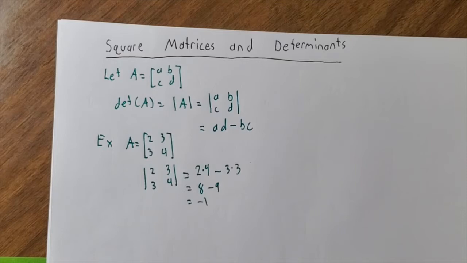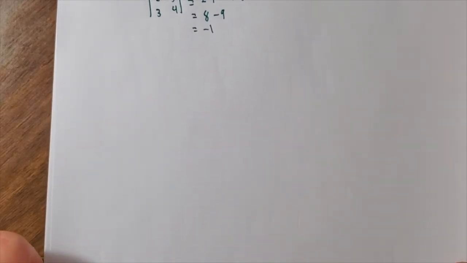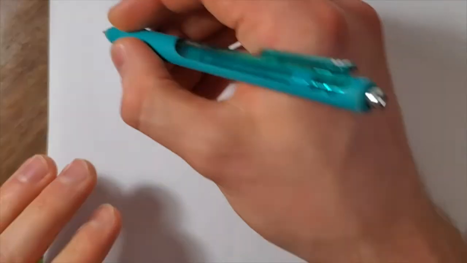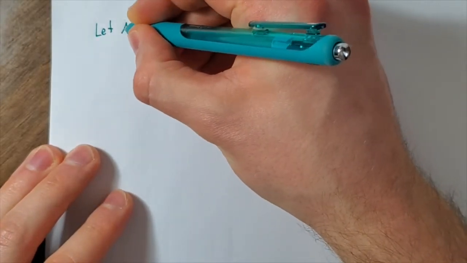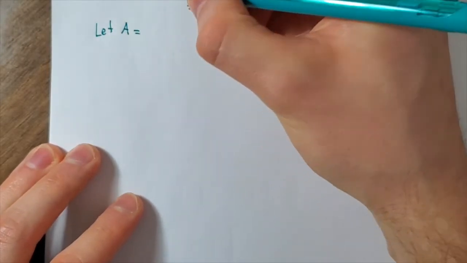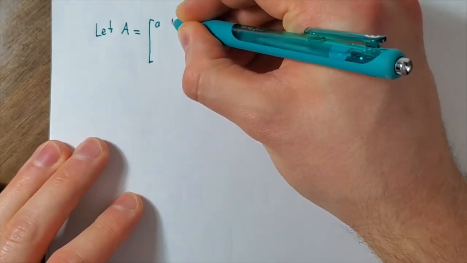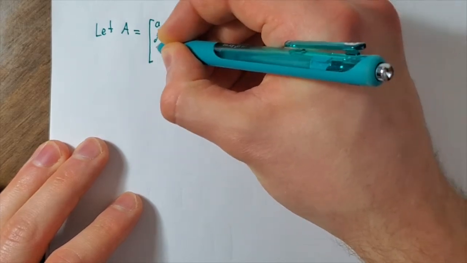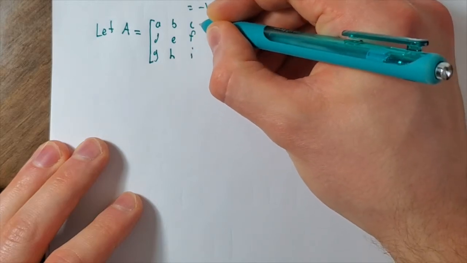Now let's go ahead and see what this looks like with a 3 by 3 matrix. They're fairly more complex for 3 by 3s, but they're still not too hard if we take our time and organize what we're doing. So this time around, we'll let matrix A equal, and I'm again going to make a variable matrix, a, b, c, d, e, f, g, h, i.